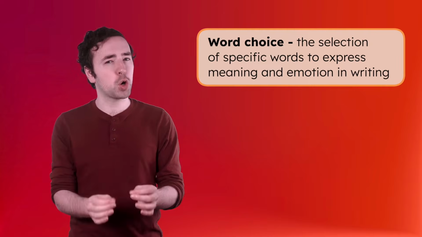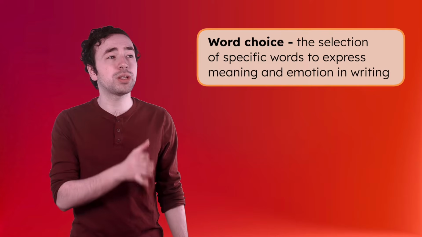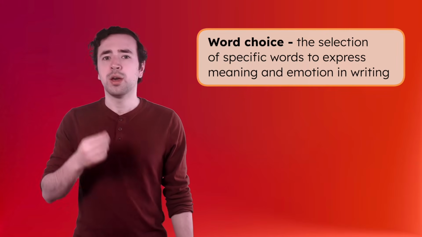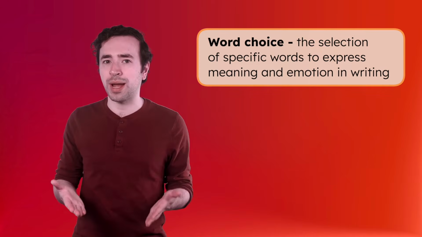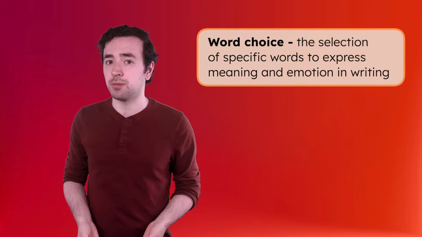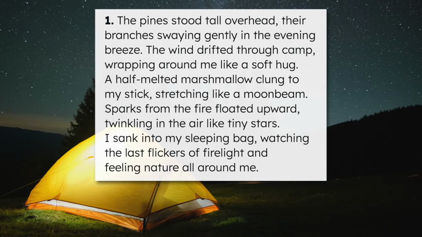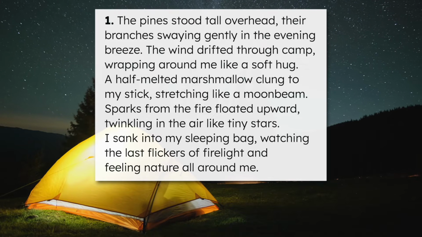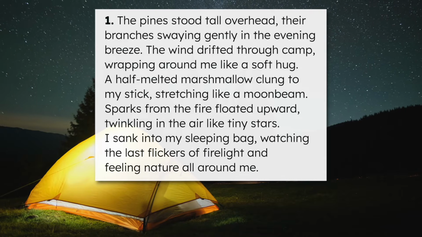Word choice is the purposeful selection of specific words to express meaning and emotion in writing. Think about it. When you add imagery, figurative language, or any details to your writing, the specific words you pick affect how the reader will feel. Take another look at my drafts from earlier to see how my word choice creates two different moods. How did you describe the feeling of the first one? Cozy? Peaceful? Whimsical? Why does it feel that way?